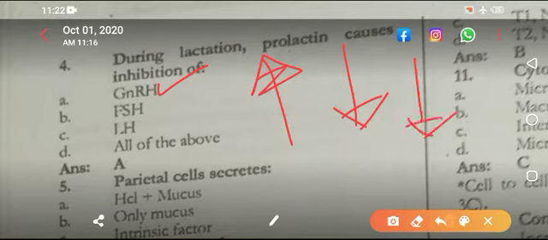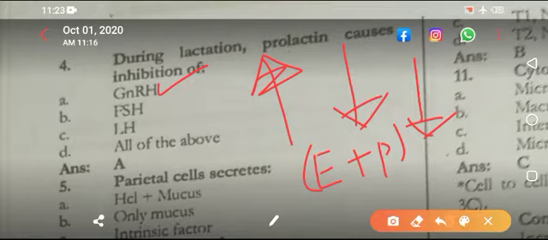If the question says during pregnancy, there is no lactation. Why? Because estrogen and progesterone both do not allow the prolactin to act on the breast to eject the milk. So this is really a combined effect. During pregnancy, there is no lactation due to the combined effect of estrogen and progesterone.